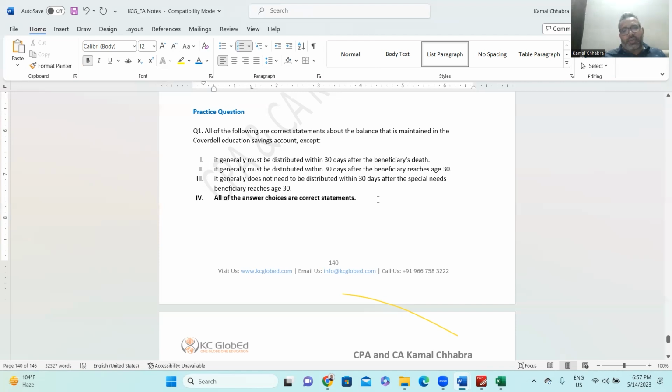What is the call of the question? All of the following statements are correct about the balance that is maintained in the education savings account except which one? You need to choose the best right answer.